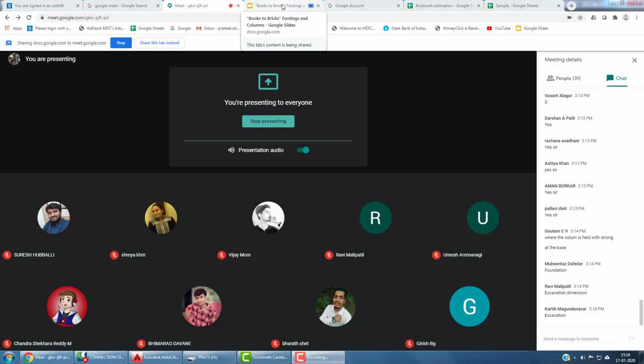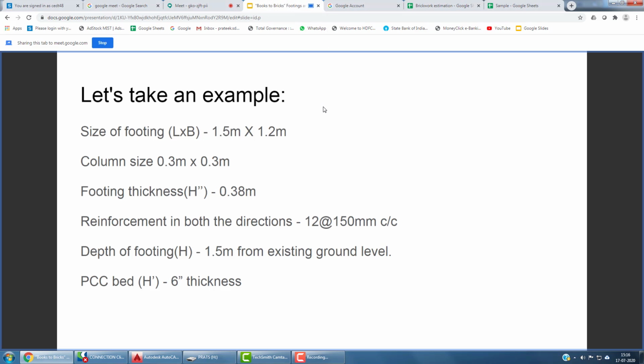Which activity goes with footing? If I have to do footing, what are the other activities that I have to do? Yes, marking is done. Okay, bar bending and all we can do, but before that, what I have to do? What is the first step?